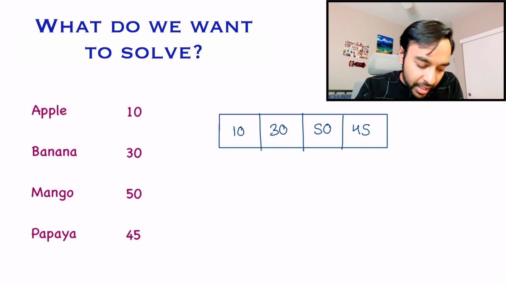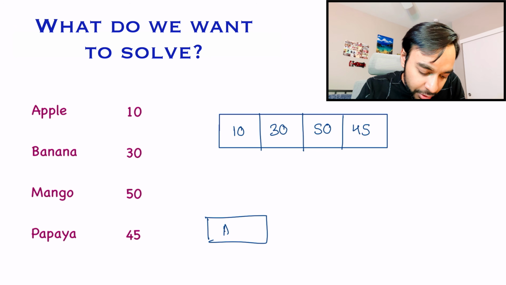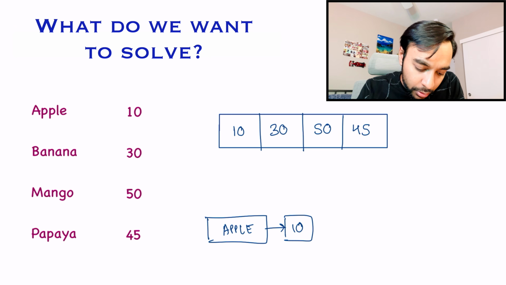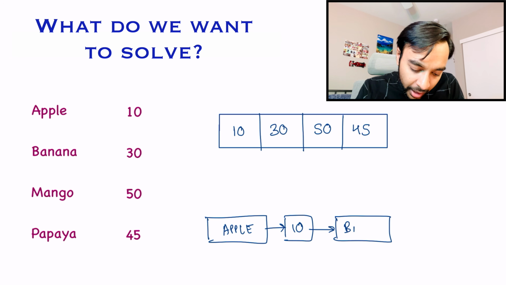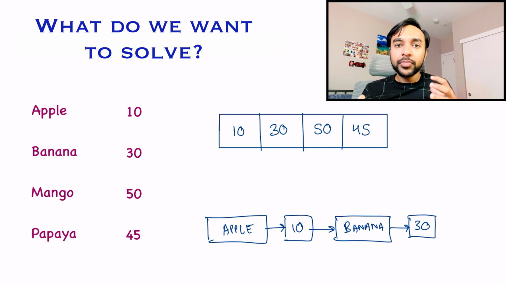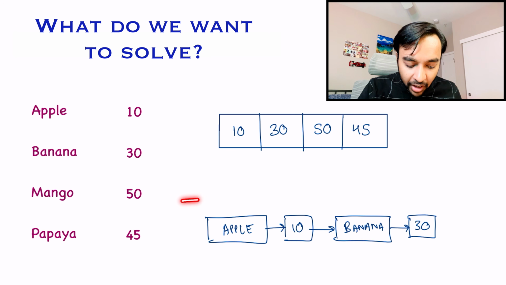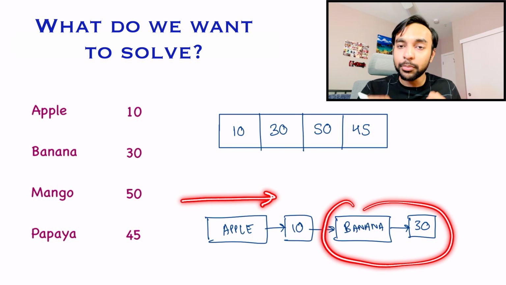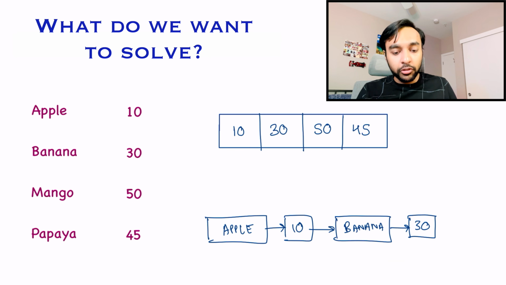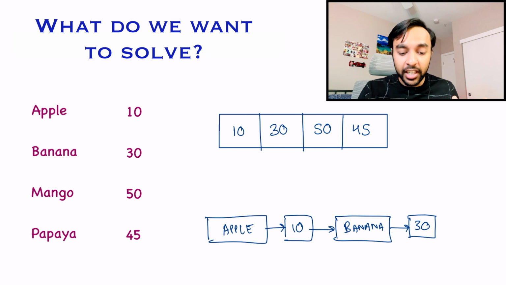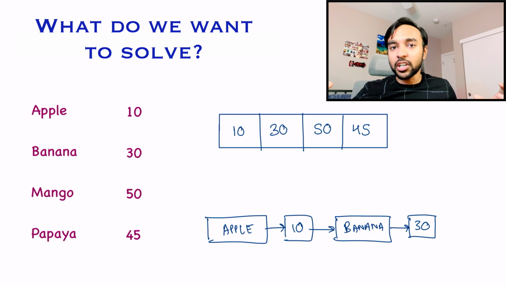Or you could also think that I can create a linked list where I will store apple, and then in the next pointer, I can store its value, 10. And then I can create a next node where I will store banana, and then I can store its value, 30, right? So now if you ask me, I can travel over this list and tell you, hey, the price of banana is 30. If you ask me to remove, I know how to remove nodes from a linked list, right? So you can create this structure now.